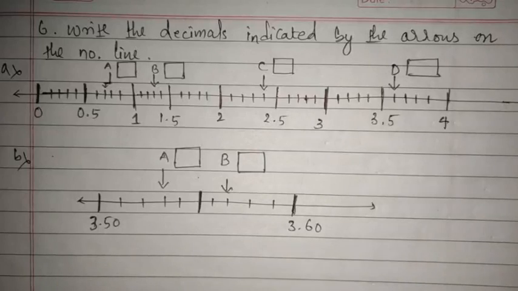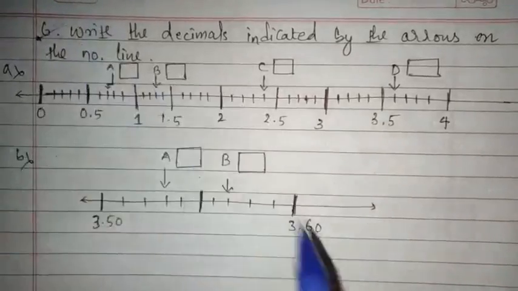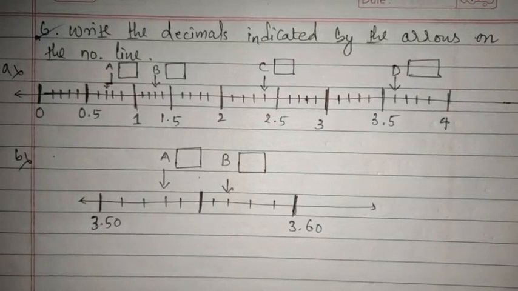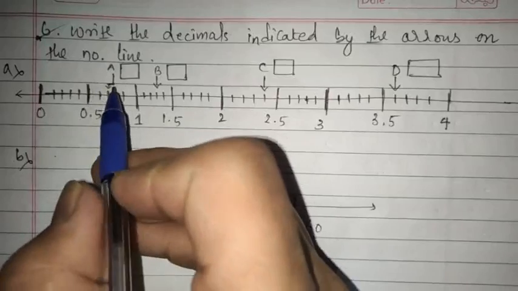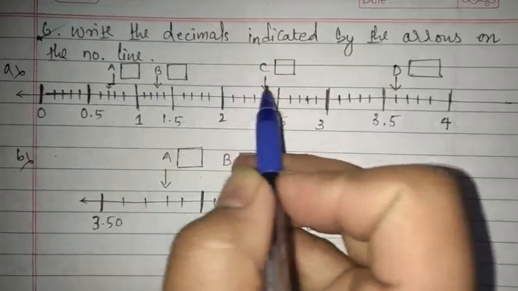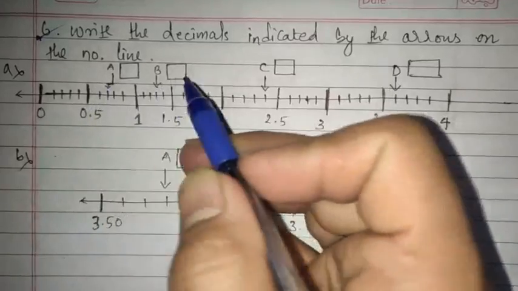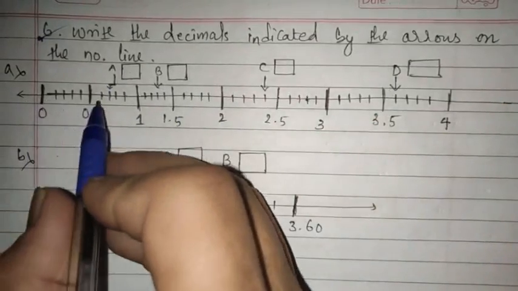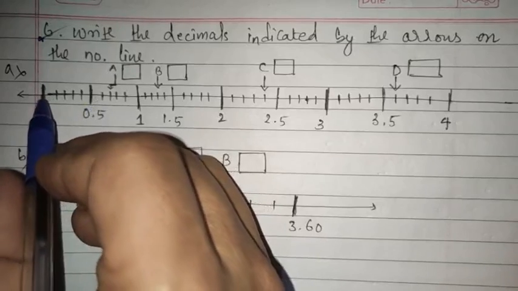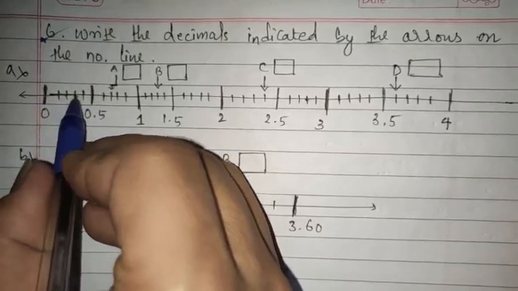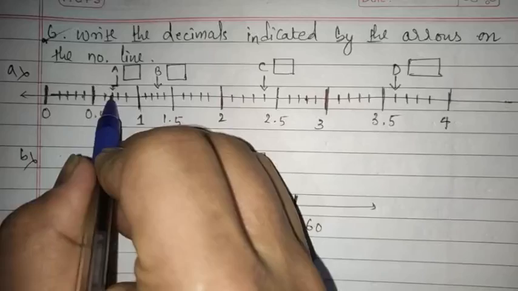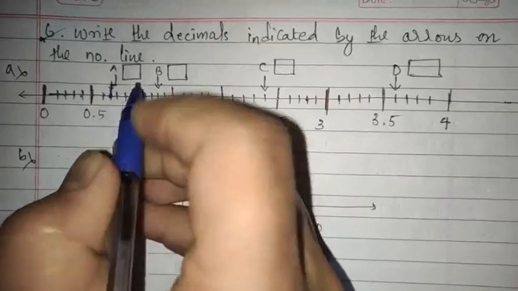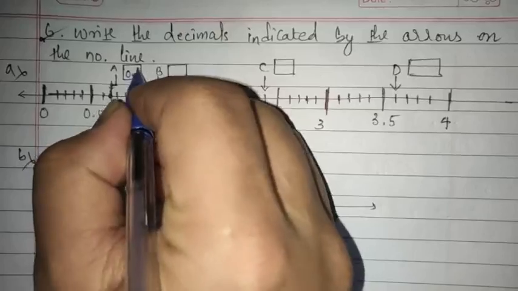So here we have the last question from self practice 8C. Question number 6: write the decimal indicated by the arrows on the number line. You can see these arrows over here. You have to write the decimal form of this. So you can see 0 to 0.5. This is just a simple count: 0, 0.1, 0.2, 0.3, 0.4, 0.5, 0.6, 0.7. So it is indicated here, it is 0.8.